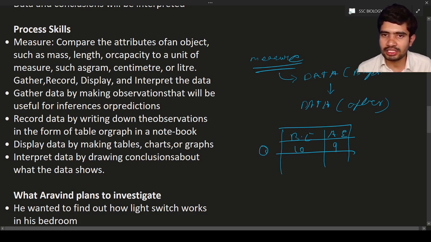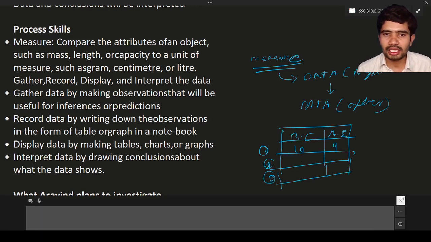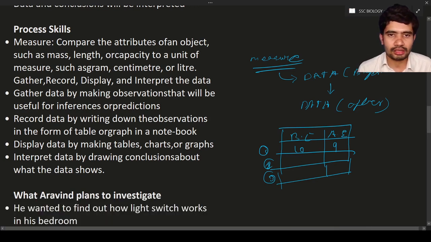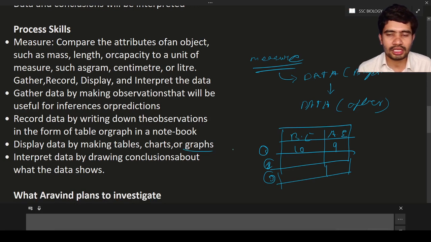For the first rock, is the weight decreased or not. For the second rock, is the weight decreased or not. For the third rock, is the weight decreased or not. So these are the tabular form. By doing an experiment you will get such kind of data, and you can display the data by making tables, graphs, or so on. So this is about the data done by her.